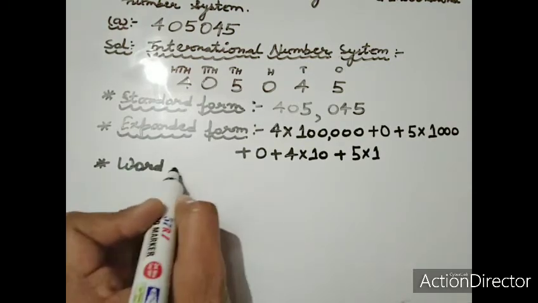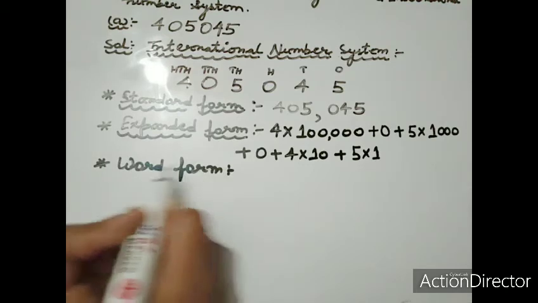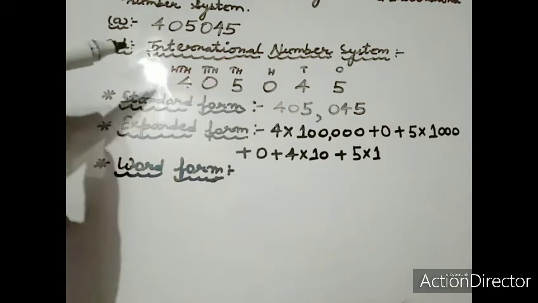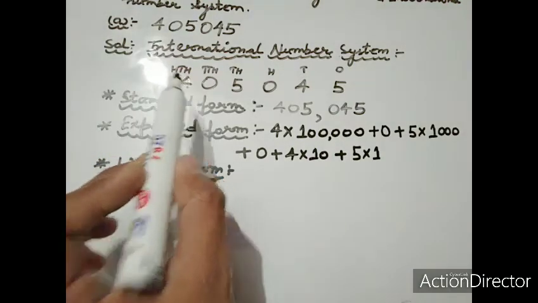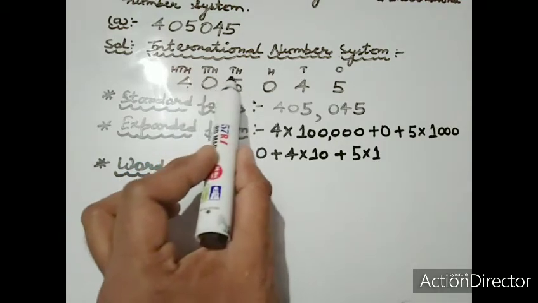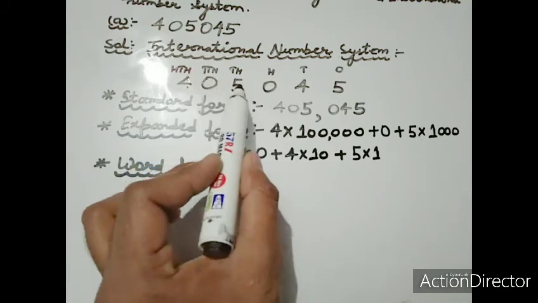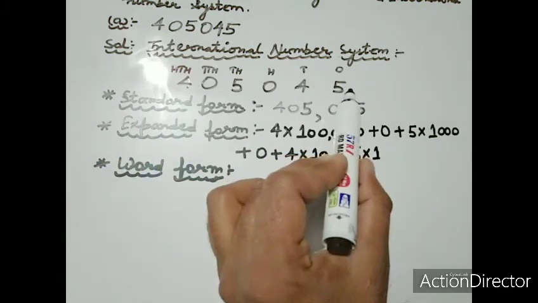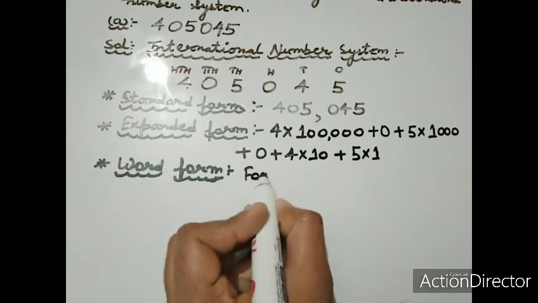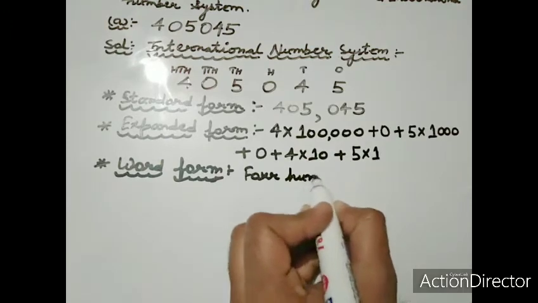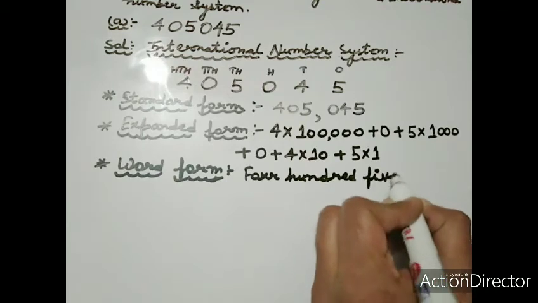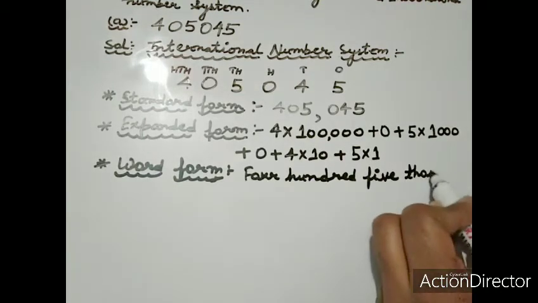Now we write the word form. The word form of the number. So here first we read out this number according to their places. So here we read this number according to their periods, like 405,045. So the word form of this number, 400 5,045.